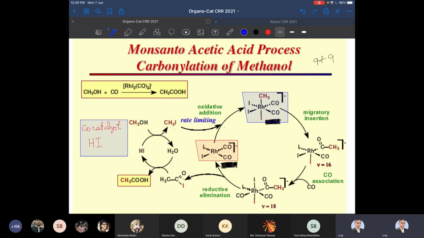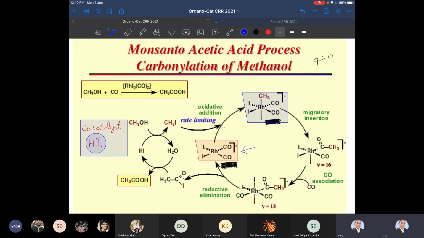Let's go here. You can recall that in the last class I mentioned the Monsanto acetic acid process, a carbonylation of methanol. Have a closer look at that one. There are two catalysts. One is what I have shown here, the rhodium catalyst, and the co-catalyst is hydrogen iodide, HI. I hope you remember. Now, I wanted to quickly glance through it for another 10 minutes, and then I will go to the redox.